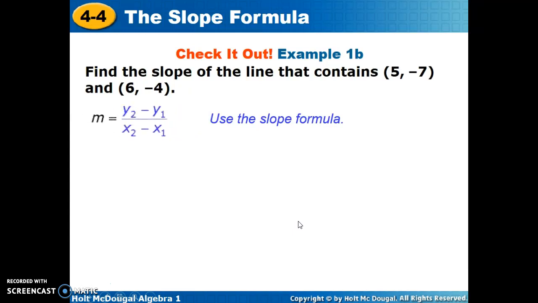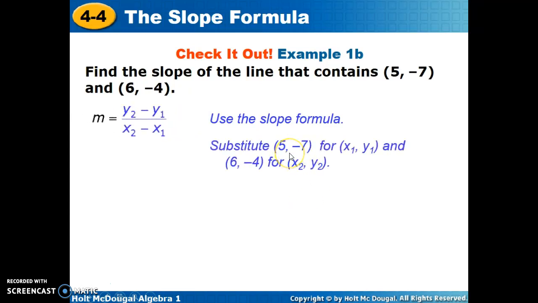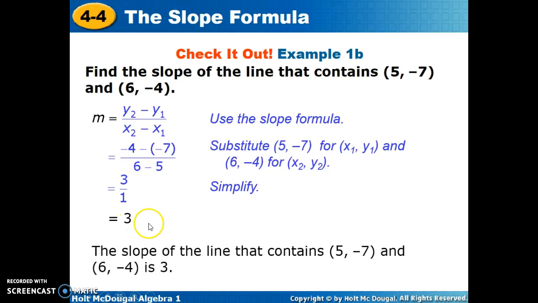They've designated points x1, y1, 5, negative 7, and x2, y2 is 6, negative 4. Substituting those values in, y2 is negative 4 minus y1, negative 7. It's subtraction again, so it's negative 4 plus 7 over 6 minus 5. And we simplify to 3 over 1. Leaving it as a fraction, a unit fraction, we can see our rise and our run. Sometimes 3, a slope of 3, is confusing because we don't know how far to run. It's always 1 when our numerator is a whole number.